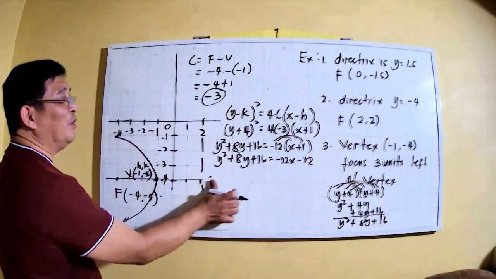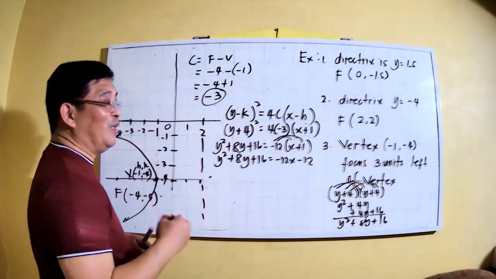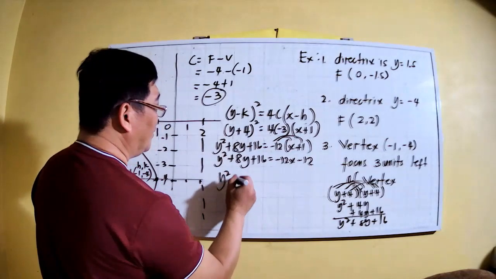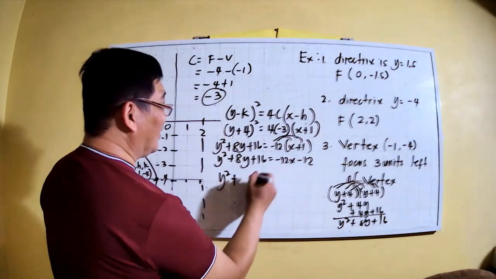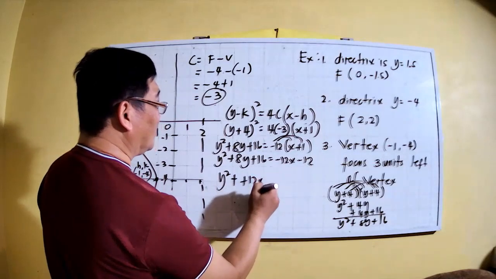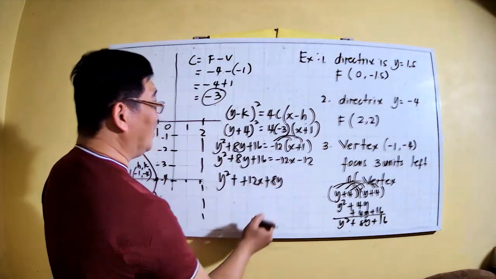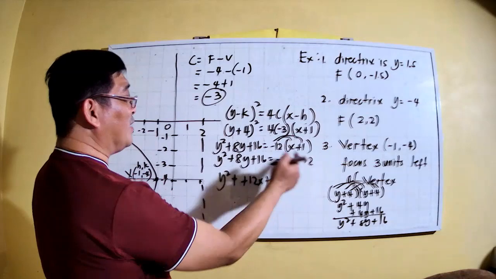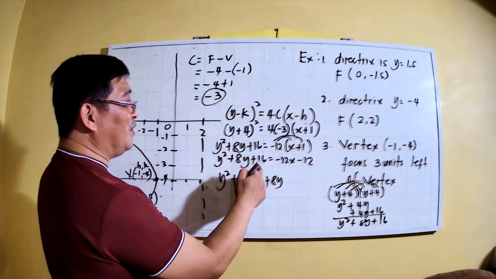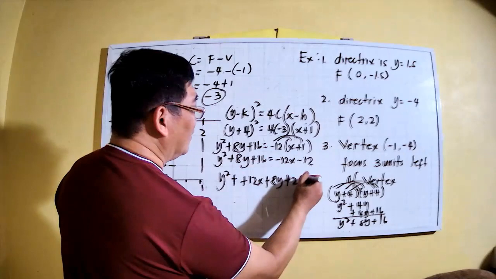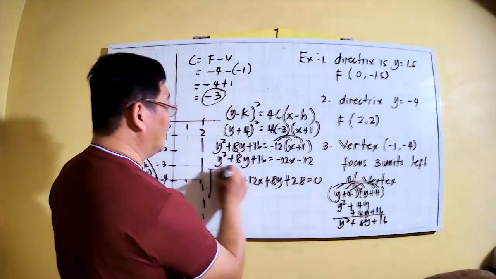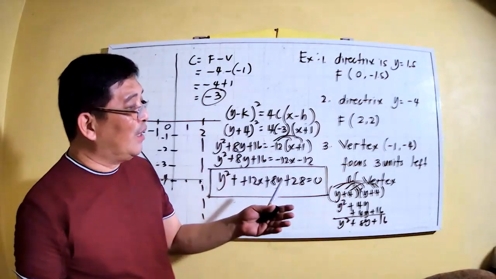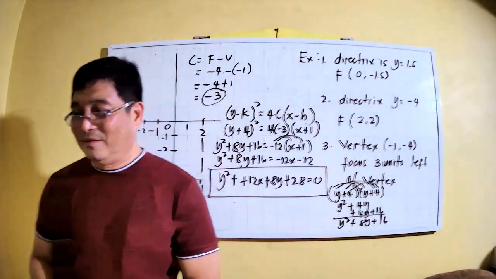And then, pwede natin i-simplify pa to. Transpose natin lahat sa kabilang side. You have y square plus, unahin natin yung x, plus 12x plus 8y. And then, negative 12 magiging positive 12. 12 plus 16 is positive 28. Is equals to 0. So here's the equation of your parabola for number 3 example.